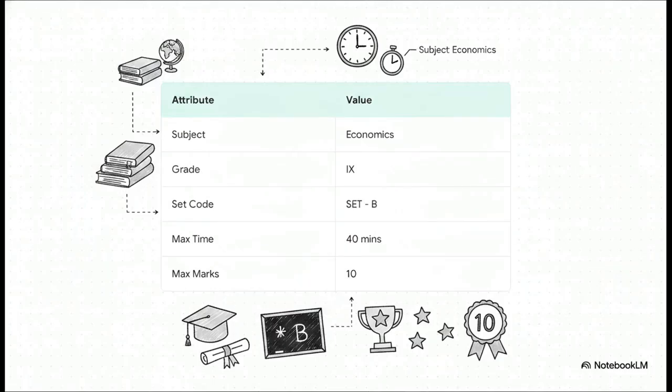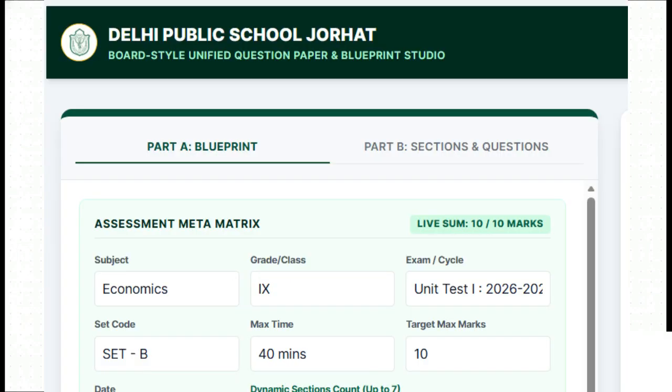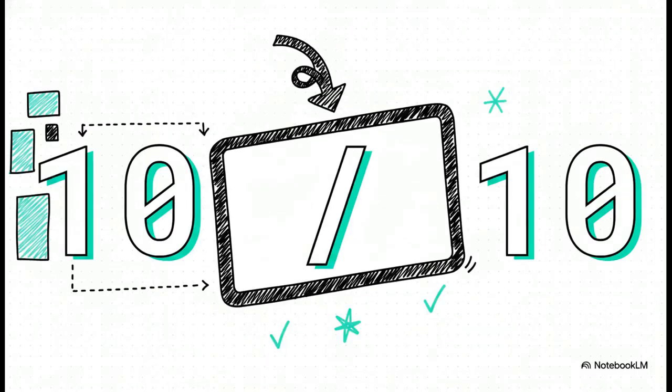Starting right over in the left sidebar panel, you can instantly input your core configurations. Let's just use a grade IX unit test I for economics as our perfect example here. You simply set the subject to economics, the grade to 9, choose your set code like set B, assign a max time of 40 minutes, and set a target max marks of 10. It is beautifully straightforward.